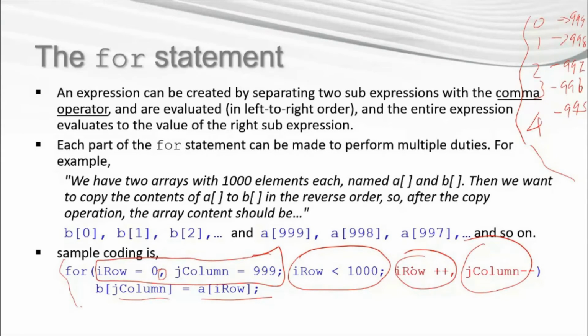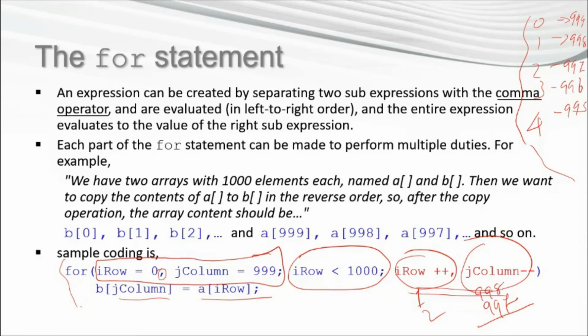When i row is increased, that is when i row becomes 1, j column becomes 998. When i row becomes 2, this becomes 997. See this mapping: 1 corresponds to 998, 2 corresponds to 997, 3 corresponds to 996, etc. This way we can use more than one initialization as well as increment variables inside the same for loop. This can be used to do complex programming also.